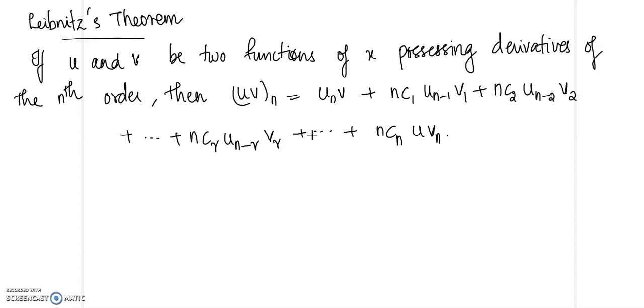So this is the expression for the nth derivative of the product of the functions u and v. So let us see how to apply this theorem for finding the nth derivative. Okay, so let us start with a problem.